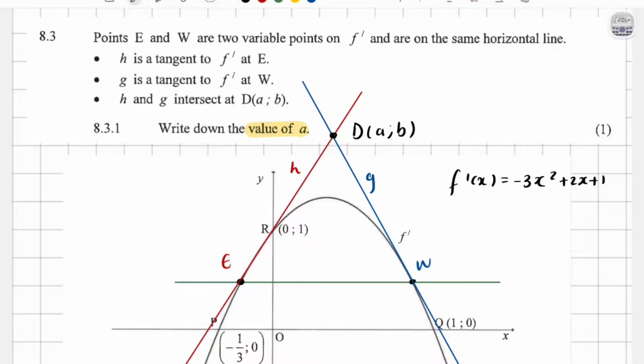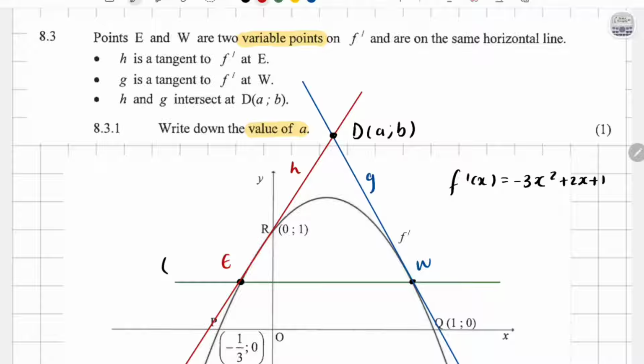They told us that these are two variable points. So variables are like letters. We don't really know what the numbers of these points are, but we do know that they lie on the same horizontal line, meaning their y value is going to be exactly the same. So if this was a half, then this y value is also going to be a half, and that y value will also be a half. But as for the x values, we don't know what they are, so the x values are different.